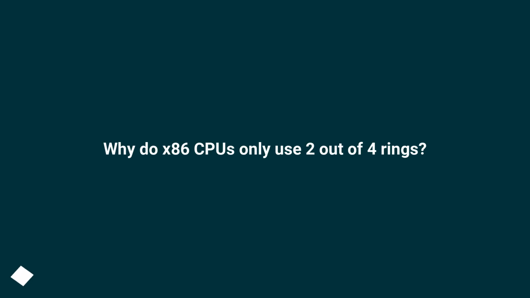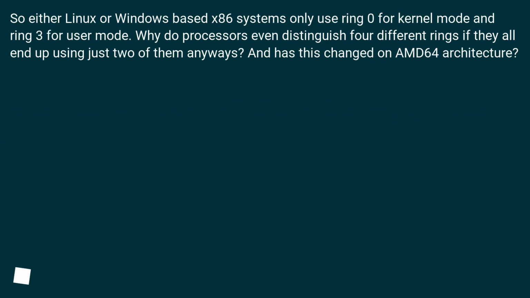Why do x86 CPUs only use 2 out of 4 rings? So Linux or Windows-based x86 systems only use ring 0 for kernel mode and ring 3 for user mode. Why do processors even distinguish 4 different rings if they all end up using just 2 of them anyway? And has this changed on ARM64 architecture?